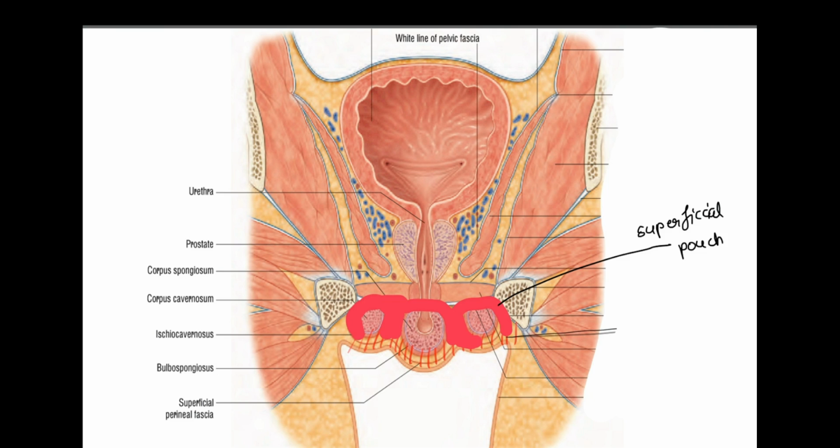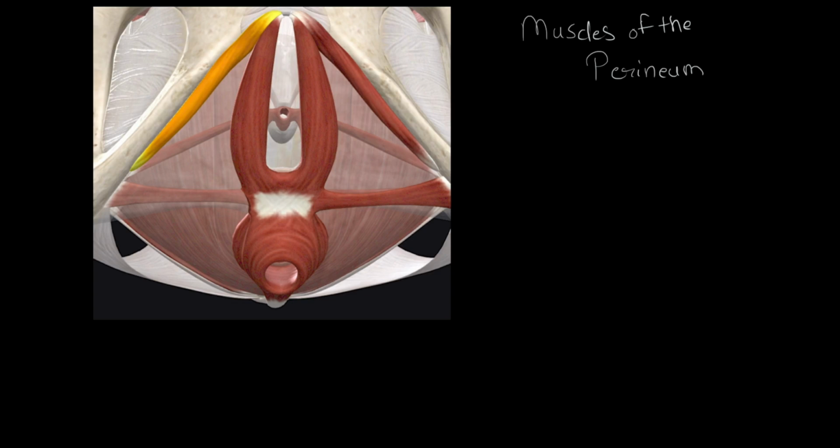Those were the pouches, and lastly, let us look at the muscles. Now, the muscles are different in the case of males and females. The diagram that we're looking at here is a female perineum, so this is going to be different from the male. Let us look at the muscles. The names of the muscles are similar, but the structures of the muscles are different.